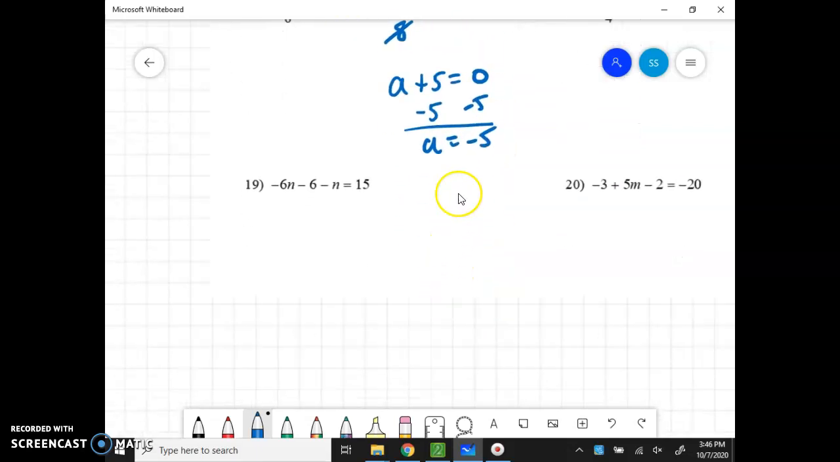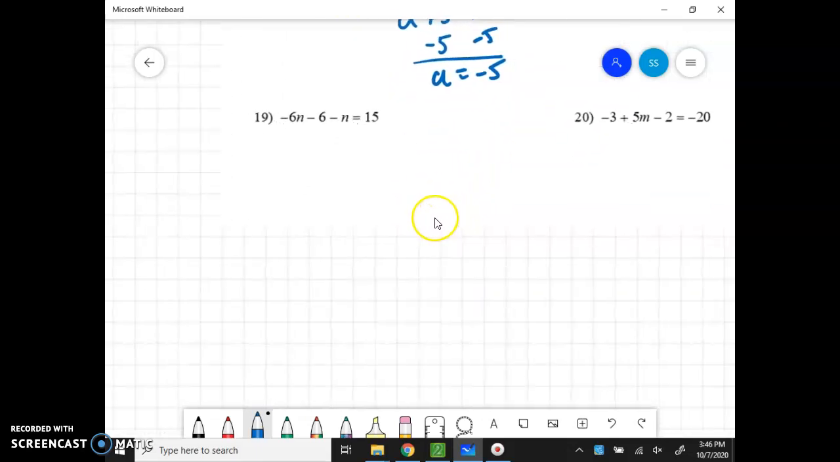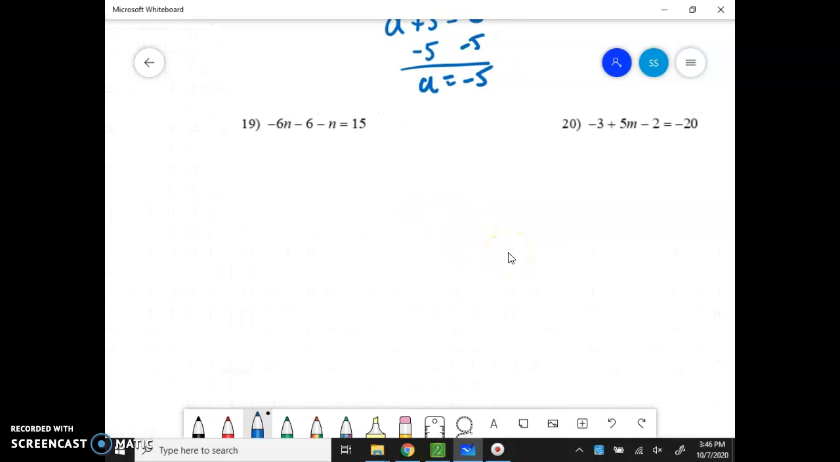All right, let's just do one more here. Looks like we need to combine like terms here first. So identify the like terms. I have the n's that I can combine. I have 6 negative n's here and one more negative n there, so I have a total of 7 negative n's. And now I need to kind of update the problem. Drop down this negative 6, drop down the equal sign and the 15, and now I can go ahead and solve.